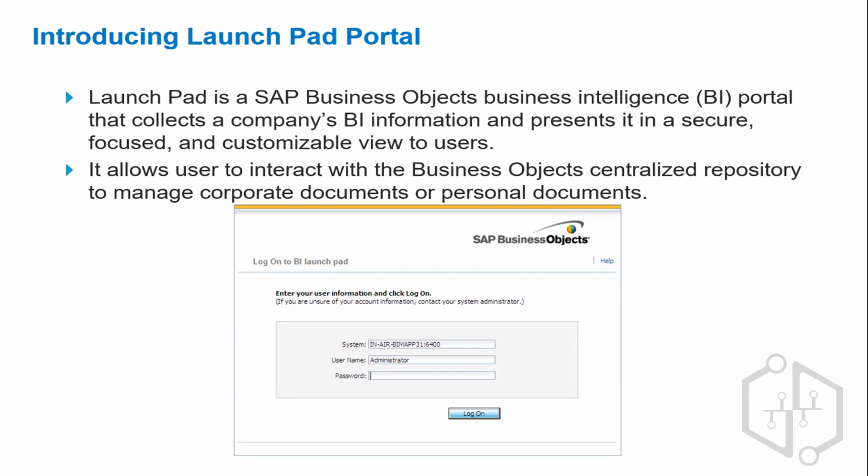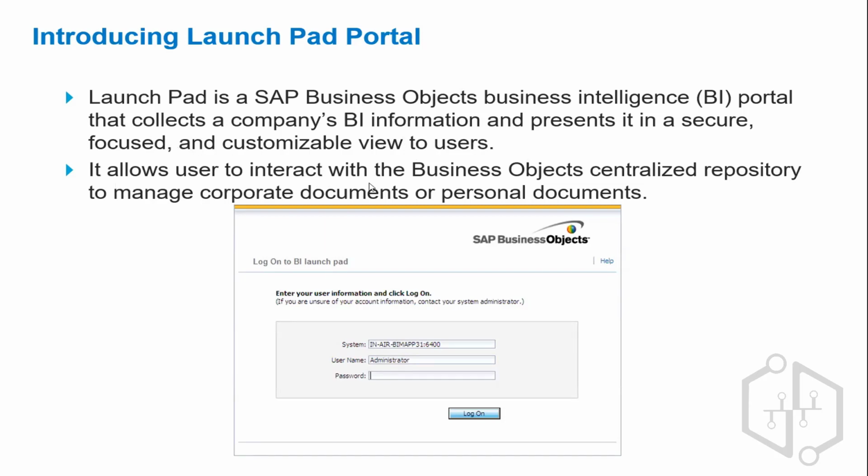Launchpad is a SAP Business Objects Business Intelligence BI portal that collects a company's BI information and presents it in a secure, focused, and customizable view to users. So there is security aligned to it, and it is more focused. Based on the user's access, they will be able to see specific folders in their Launchpad view, so that every user will not be able to see all the reports. It depends on their access level, and they can see the public reports.